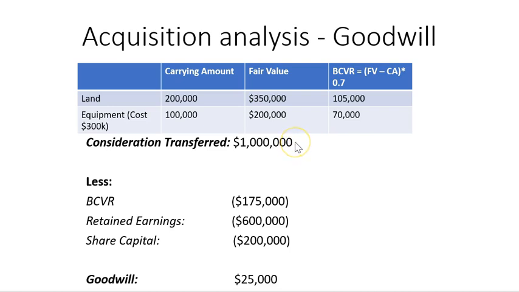Okay, so then our acquisition analysis as it was before. So we pay $1 million. We know it's less the BCVR that we just calculated of $175,000, less $600,000 of retained earnings, which is from the question, less $200,000 of share capital, again from the question, and the difference between the amount of money that we paid for the acquisition and that of the fair value of the assets comes out to be positive $25,000. So this is the amount of goodwill that we recognize.